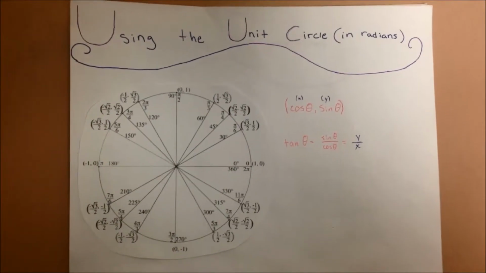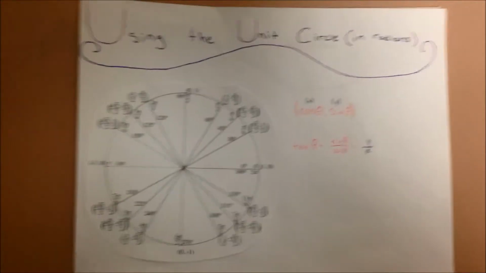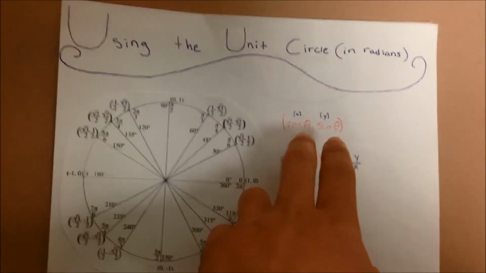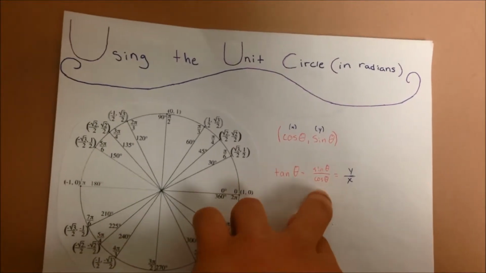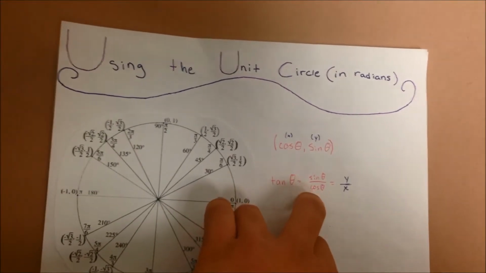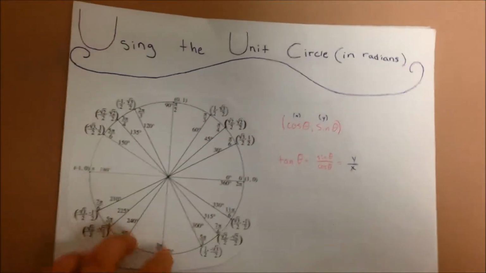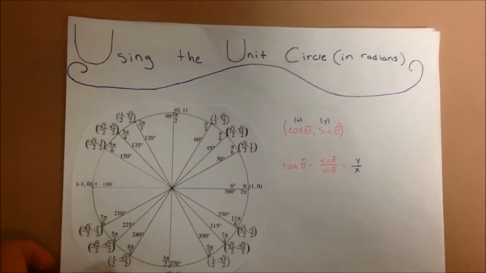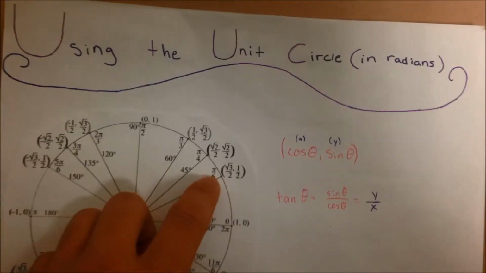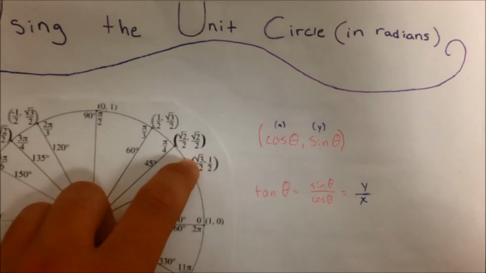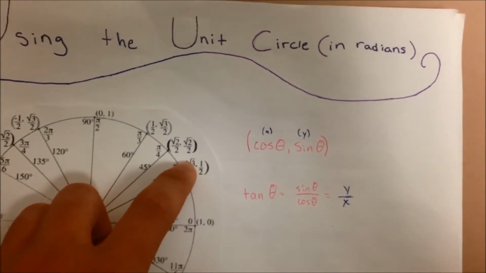Using the unit circle in radians. To find the trig functions, you would use these two variables, x and y. To find tangent, you would use this formula, which is sine theta over cosine theta, which is y over x. An example of that is for 30 degrees, the cosine would be square root of 3 over 2, and the sine would be 1/2.